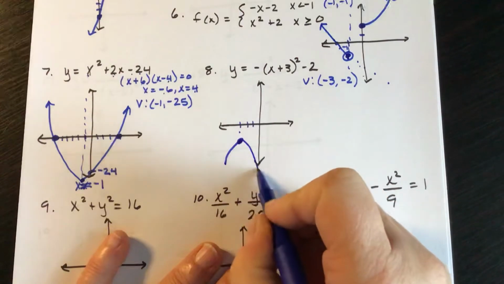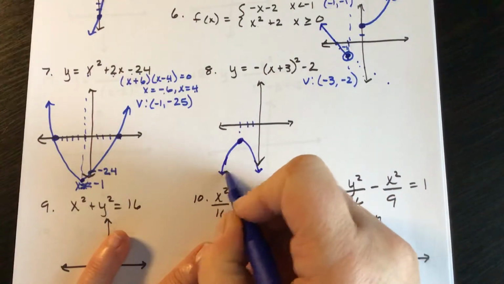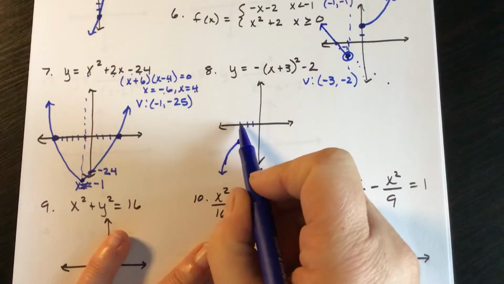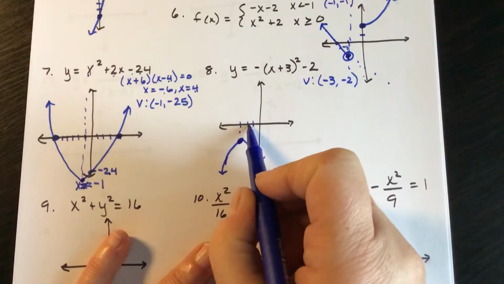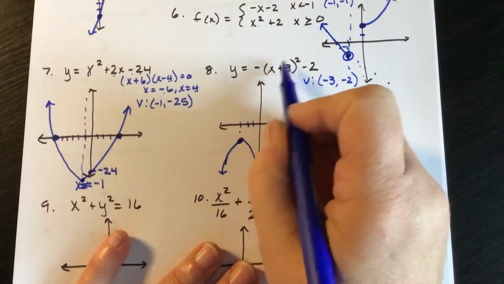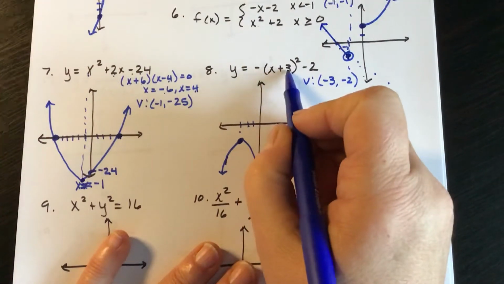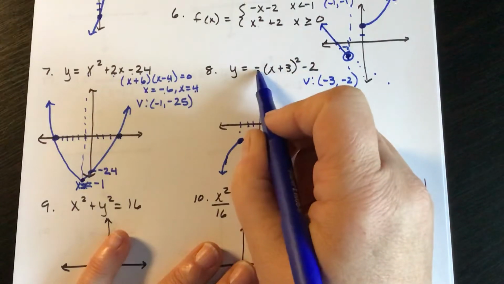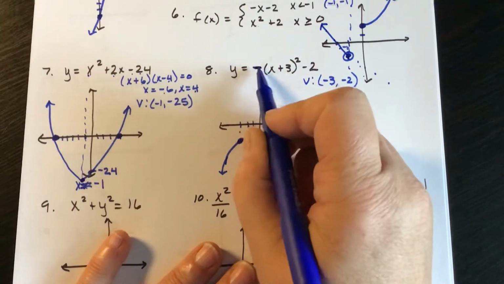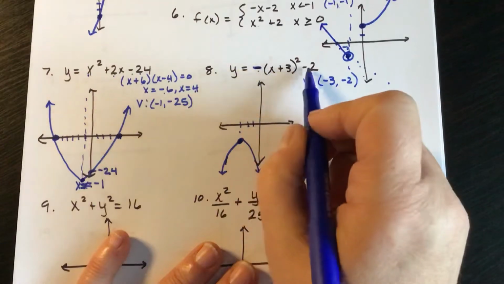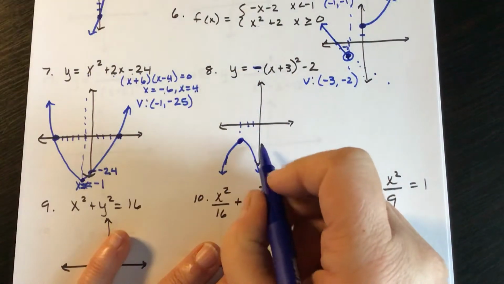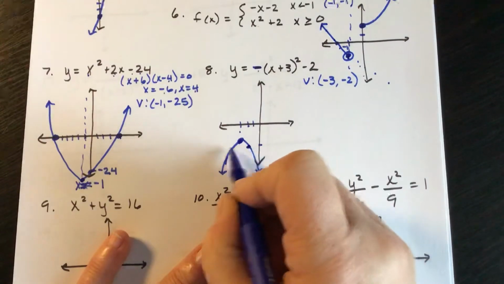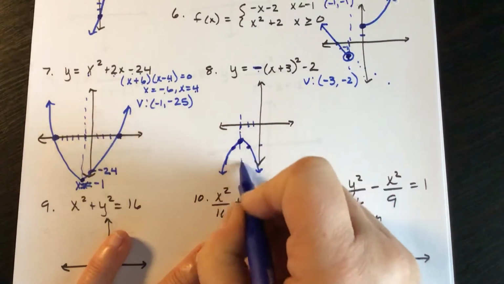And if I wanted to be a little more exact with my points, I can pick a value that's close to the x value of my vertex, like -2. I can plug that in here. -2 plus 3 is 1. Squared is 1. Make that -1, multiplying by -1. So -1 minus 2 is -3. So here I would go down 3 units, and I have another point here.